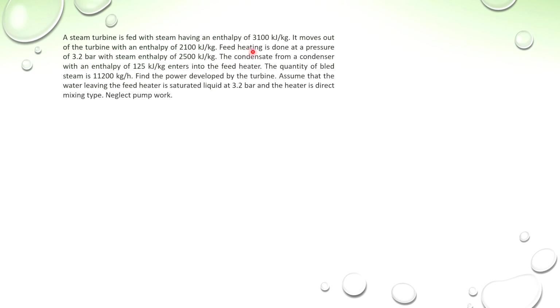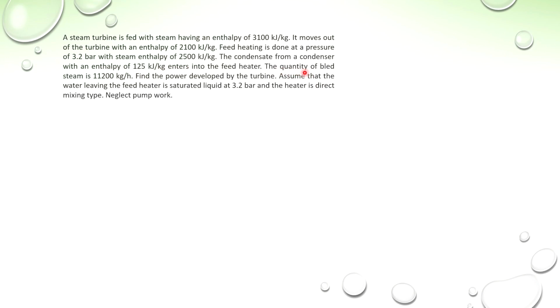Then the feed heating process is done at a pressure of 3.2 bar. This is the pressure at which steam is extracted from the turbine for the process of mixing, and we call it the bleed steam. The enthalpy of that is 2500 kilojoules per kg. Then the condensate from the condenser, that means the exit of the condenser, has an enthalpy of 125 kilojoules per kg, which would be the enthalpy of the saturated liquid leaving the condenser.